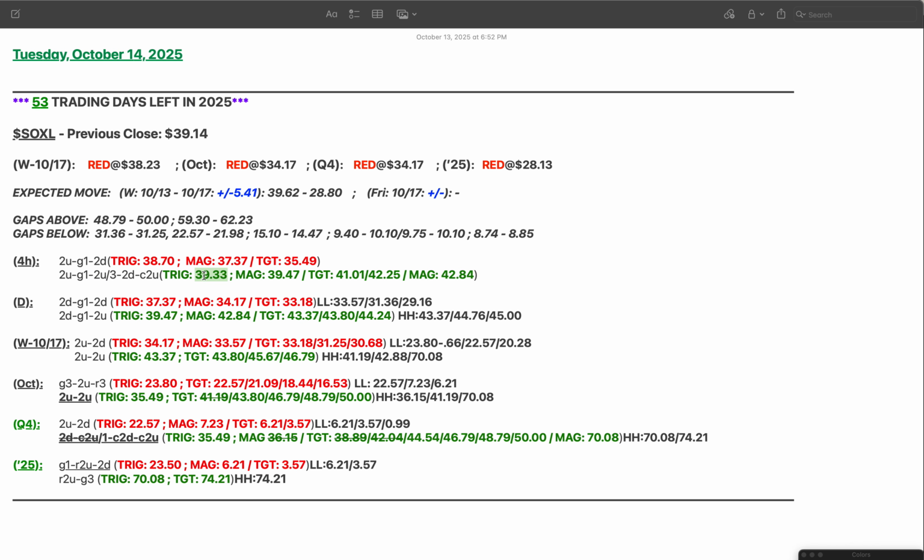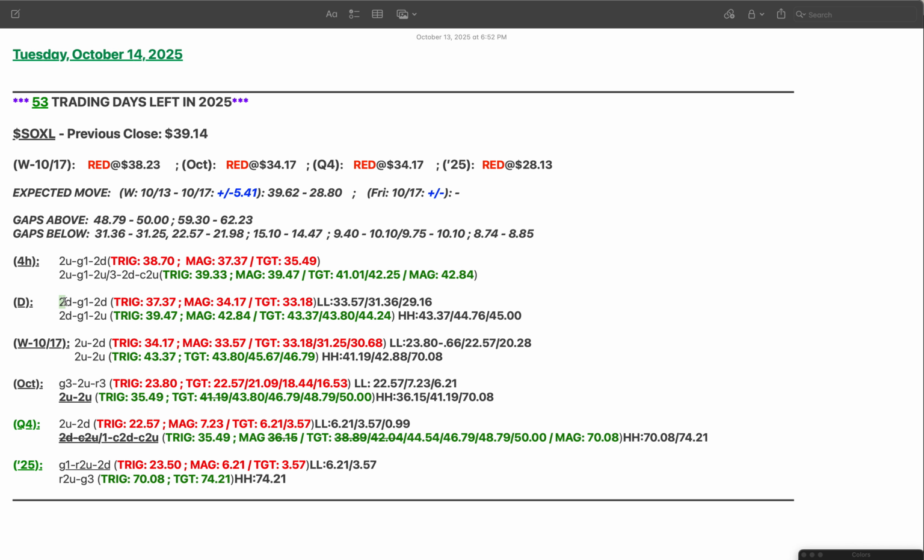So that 2-1-2 triggers at 39.33 with the magnitude of 39.47, which then triggers the 3-2 down combo 2 up. And because it's such a large move, we do have some intermediate targets of 41.01 and 42.25, but an ultimate target or magnitude of 42.84.